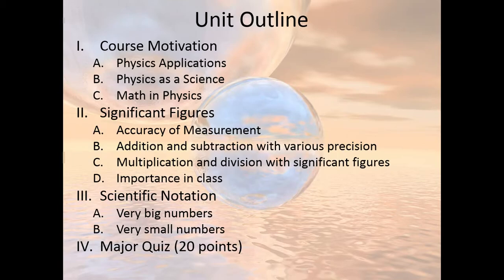So with the course motivation, we're talking about applications and the fact that it's a science, and we'll get into the typical discussion of theory, hypothesis, fact, stuff like that, as well as the math that you're going to need in this class. Then we'll talk about significant figures, and then scientific notation. And discussion of significant figures, strangely enough, will give us a motivation for the use of scientific notation, which is a little bit different from the typical motivation that's often discussed with this topic.